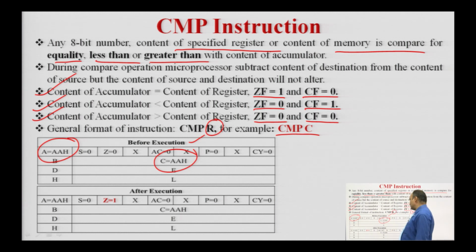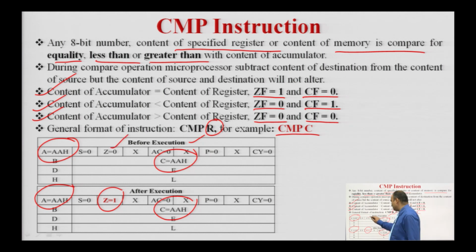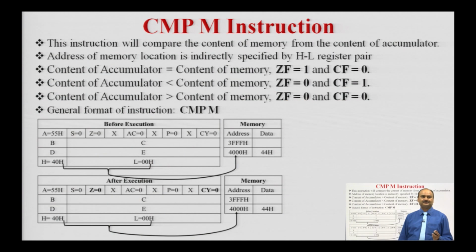After the execution of this instruction, the content of source and destination will not change. So, here the content of C remains AAH and the content of A remains AAH, but the zero flag is set to 1. Before the execution the zero flag is reset, but after the execution the zero flag is set to reflect the result of the operation, to indicate that both the numbers are equal. So, this is the meaning of the CMP instruction.